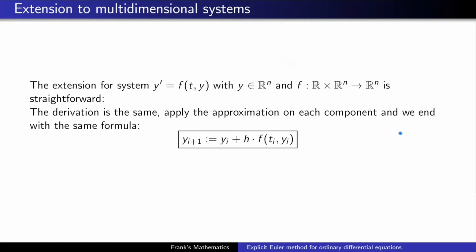So we can extend this solution and this method to systems quite easily. Just repeat the whole derivation, and you will see there's no big difference if you work with systems. So you end up with the same formula. The only difference is that y is a vector and f is also a vector. That's the main difference. But that's all we need to take into account here.